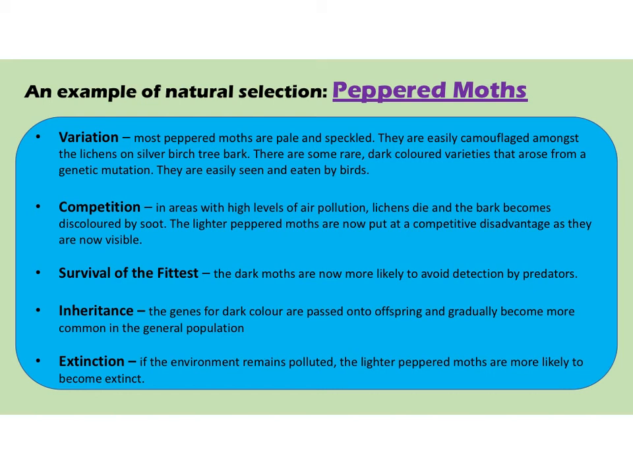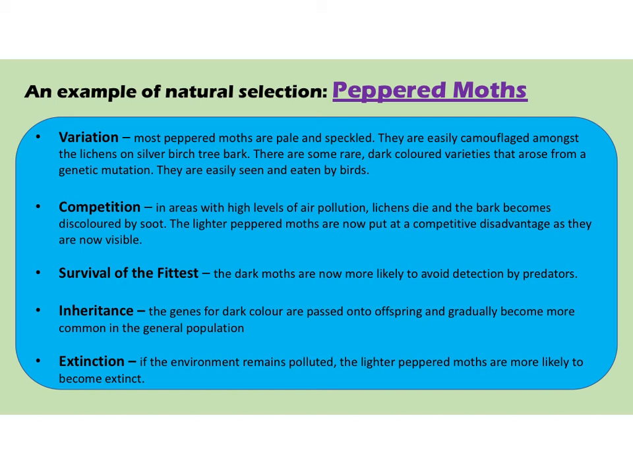Competition. In areas with high levels of air pollution, the lichens die and the bark becomes discoloured by soot. The lighter peppered moths are now at a competitive disadvantage as they are now visible, and the dark-coloured moths now blend in with the tree bark. Survival of the fittest. The dark moths are now more likely to avoid detection by predators as they blend in with the bark. The genes for the dark colour are passed on to offspring and gradually become more and more common in the general population.